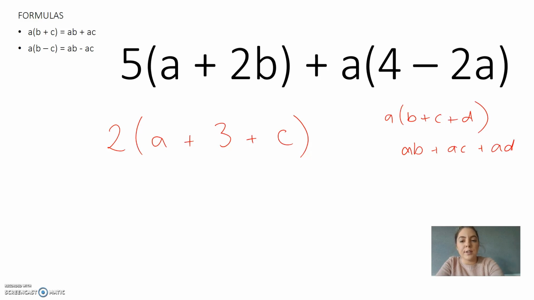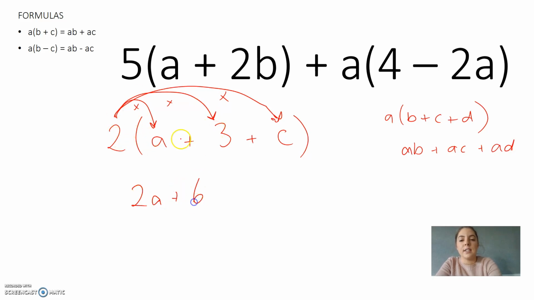We do exactly the same process when we use the arrows, 2 times A, 2 times 3, 2 times C. 2 times A is 2A, 2 times 3 is 6, and 2 times C is 2C. Simple as that. Wishing you lots of luck with this next component of algebra.